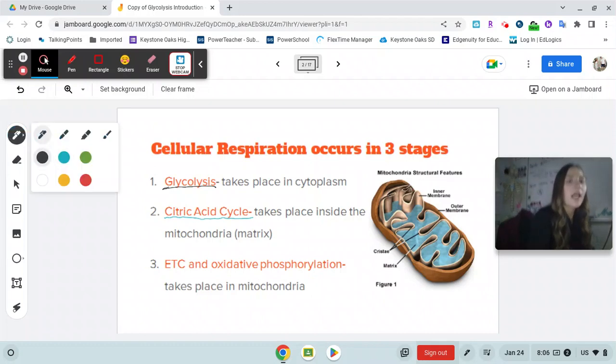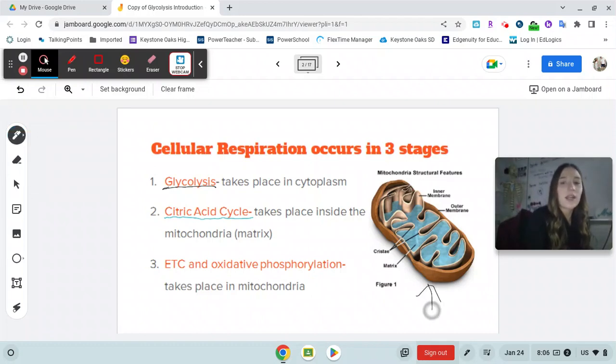Hey, Kennedy, if you were going to tell me what is the name of this organelle right here that's the powerhouse of the cell, what would you say? That's the mitochondria. And that's where the most of cellular respiration is going to take place.